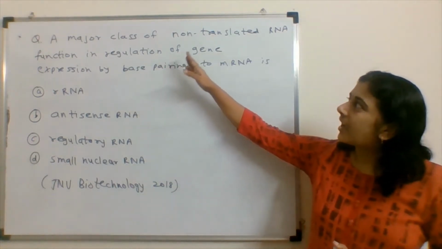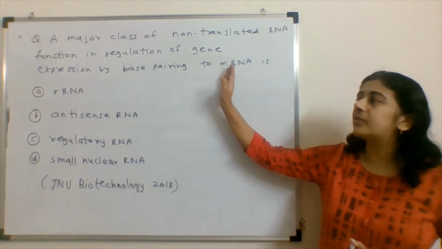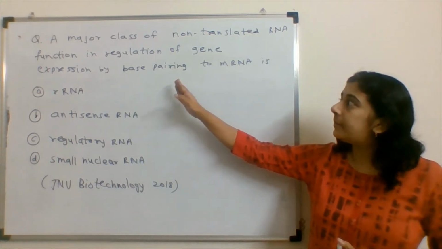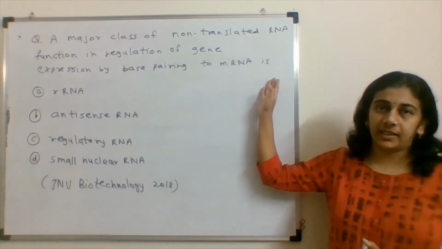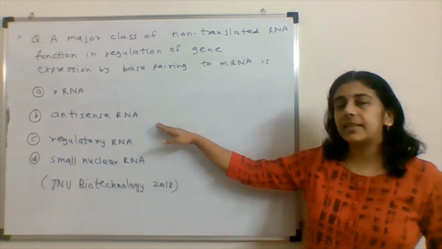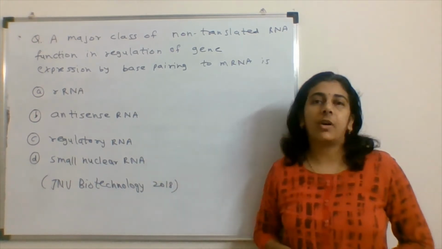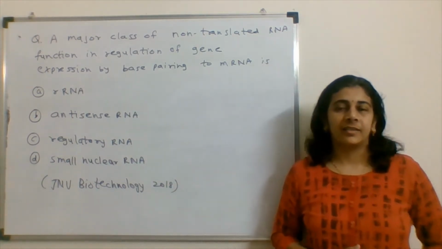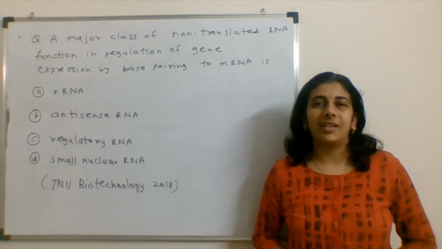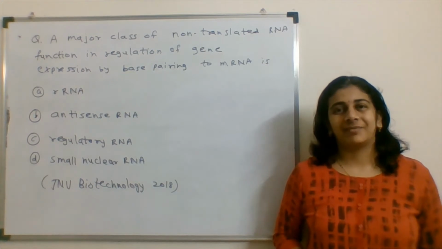A major class of non-translated RNA functions in regulation of gene expression by base pairing to mRNAs. The options are rRNA, antisense RNA, regulatory RNA, or small nuclear RNA. So let's solve this question today by looking at every option individually.